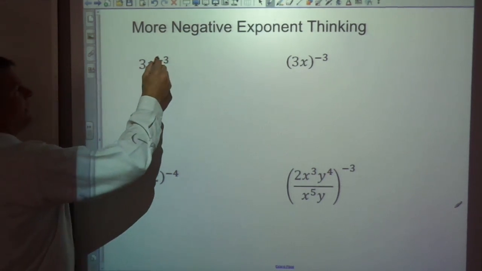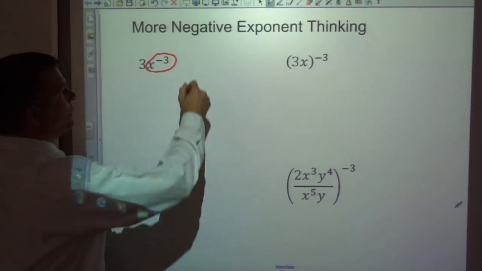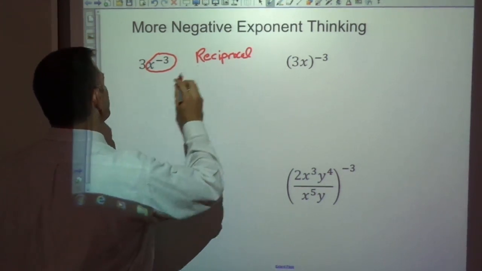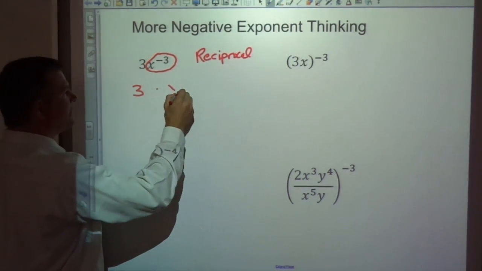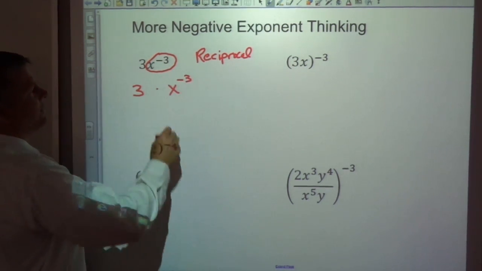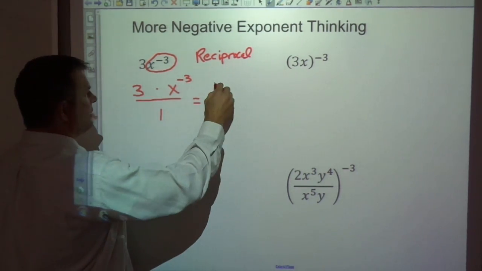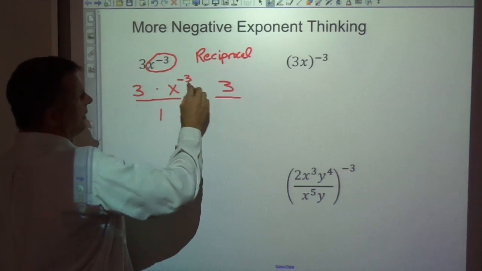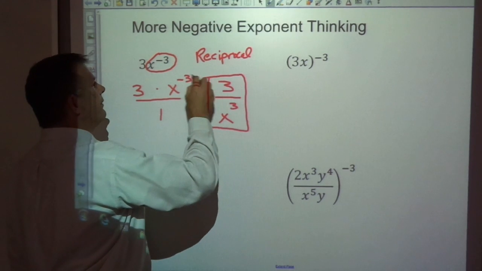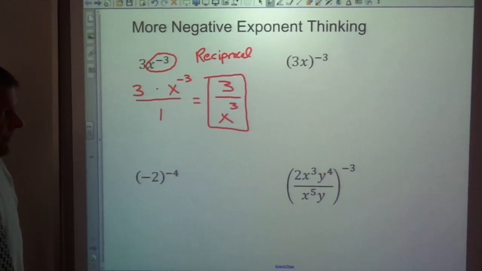We know that any kind of negative exponent really just means reciprocal. So this means 3 times x to the negative 3. This has to go on the bottom. Right now it's over 1. So what changes is that this part stays in the top, this part comes downstairs, and our exponent changes to positive. So this means the same thing as 3 over x to the third.